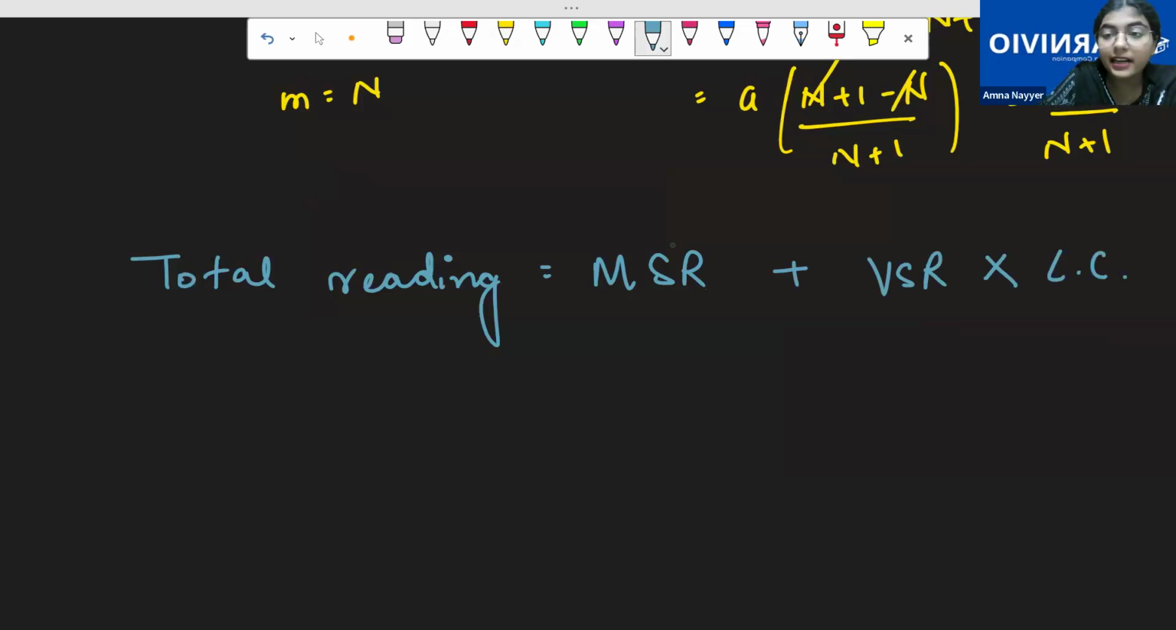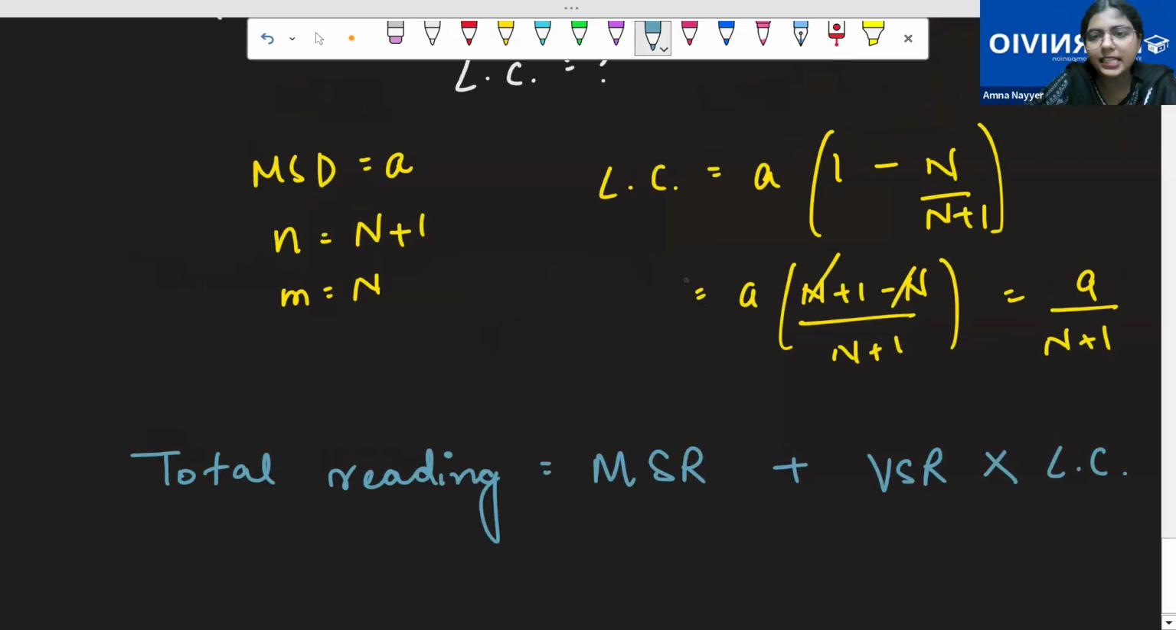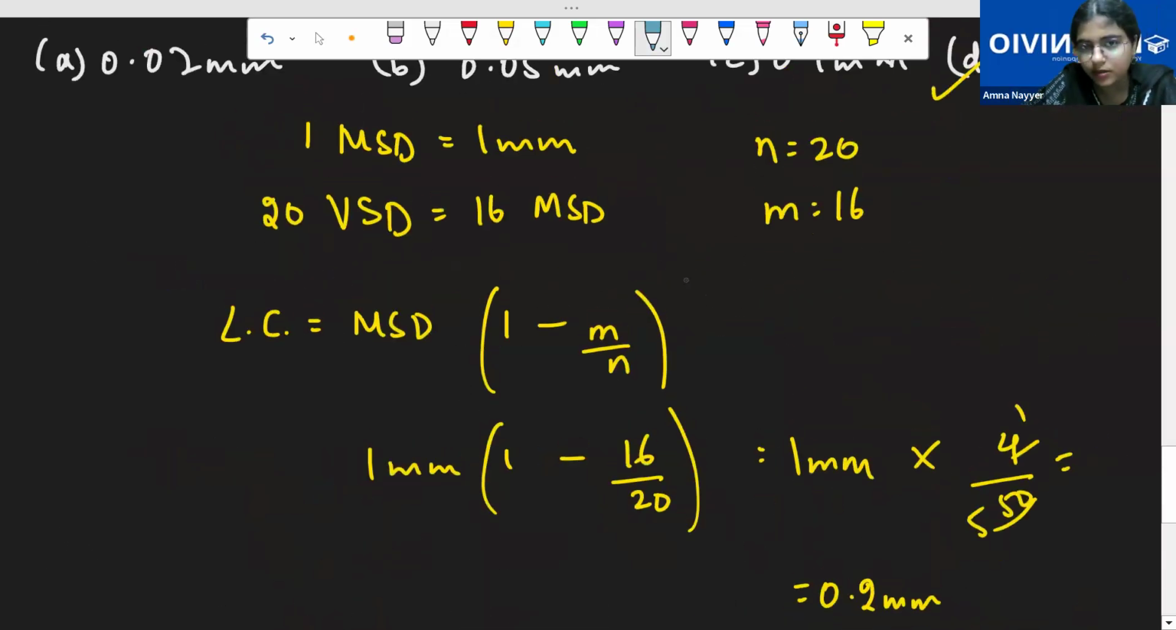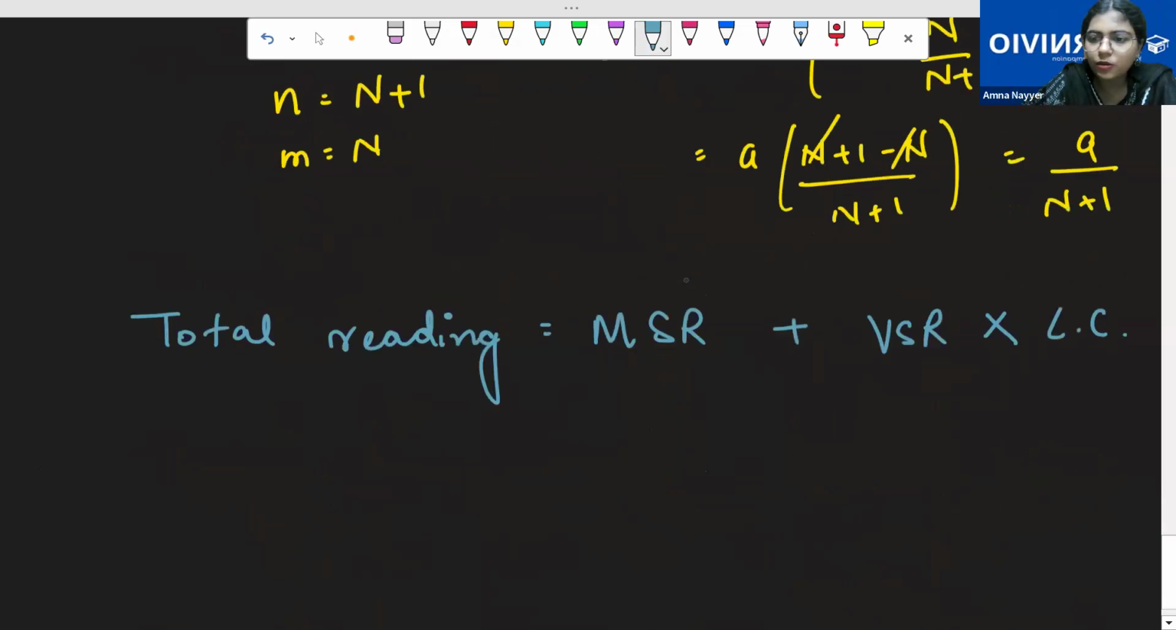Now, what is main scale reading? We just talked about divisions, so as to calculate the least count. A long question can be given to you where the least count is not mentioned. So how will you calculate the least count using this? That's why I told you how to calculate the least count first. Okay, so least count you will be able to calculate.